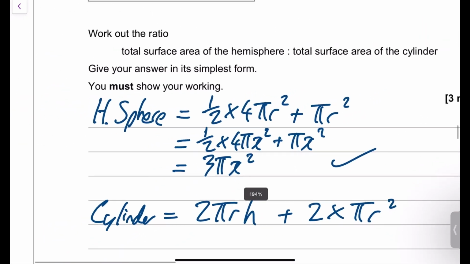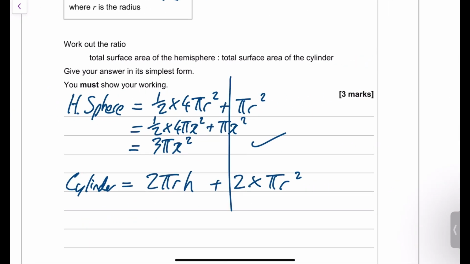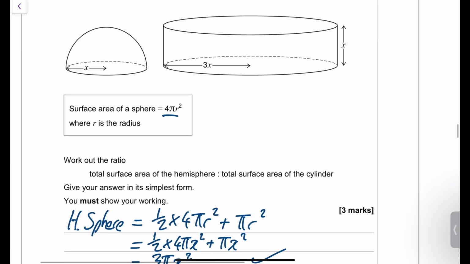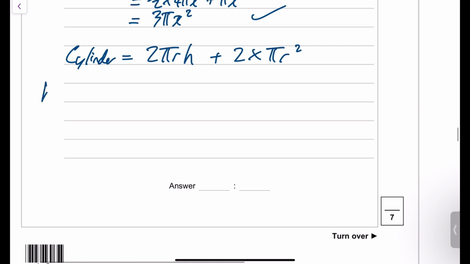This thing makes it so I have to write very large in this. You would probably be able to write in half that space there. If I need to move off the page, I will do so here. My height is x and my radius is 3x. I'm just going to write that down before I get it. H is equal to x, my radius is 3x. Let's fire that in then.